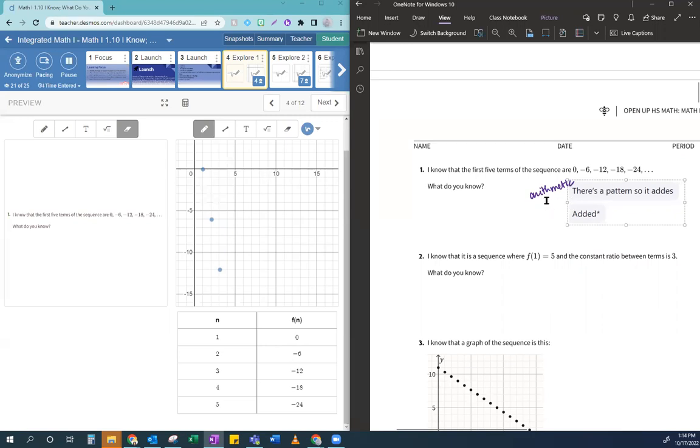Okay, so this is arithmetic. Ms. Johnson, why is it arithmetic? This person says it perfectly: there's a pattern and it's being added. So whenever you're adding, it's arithmetic. Do you hear the alliteration? Arithmetic, adding. Very good.